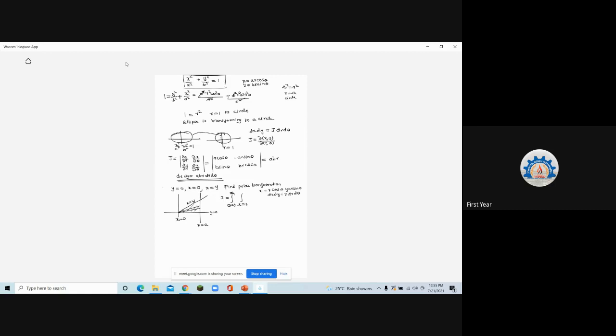And what about the upper limit? What is the line x is equal to a? So what is x? r cos theta is equal to a, na? So that means r is equal to a sec theta. Therefore your upper limit is a sec theta. r dr d theta. Is it okay?